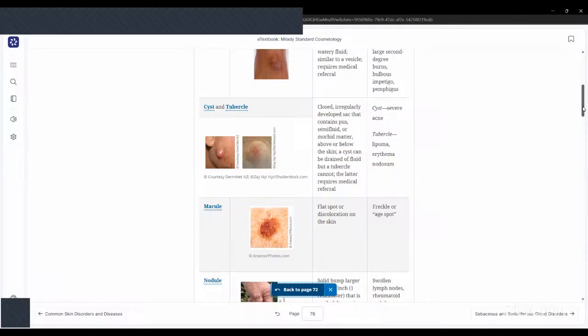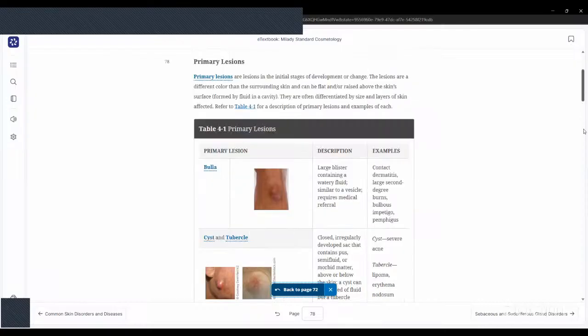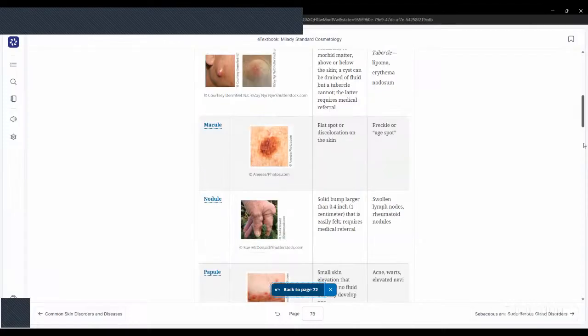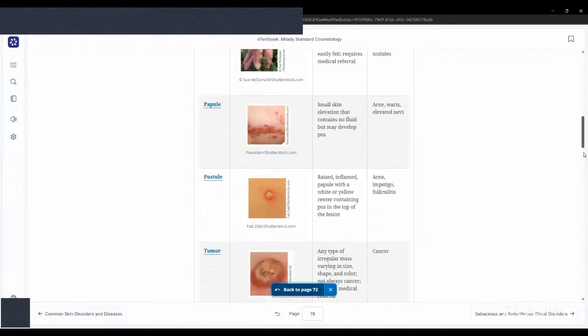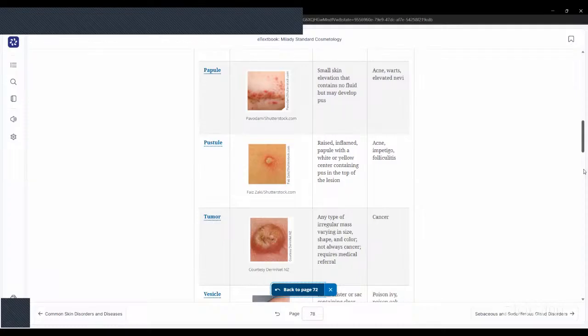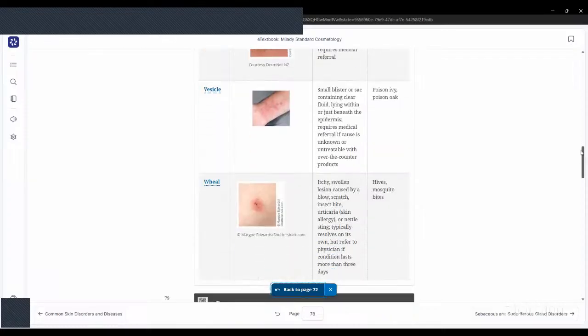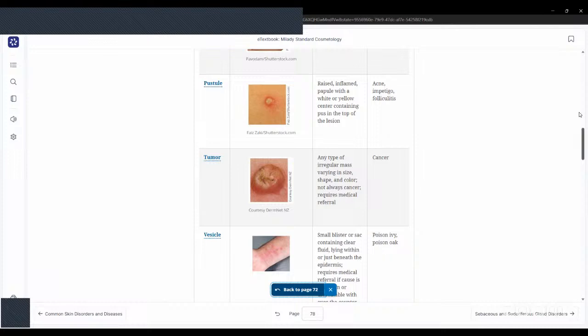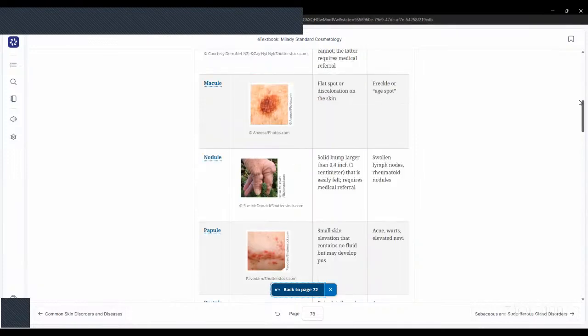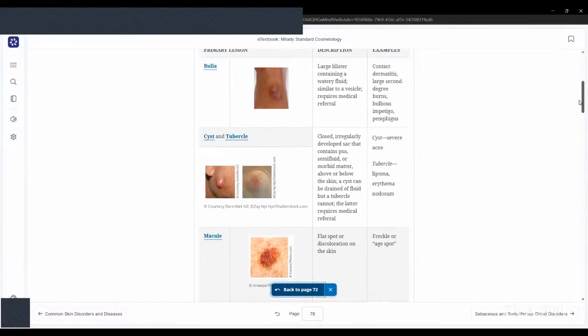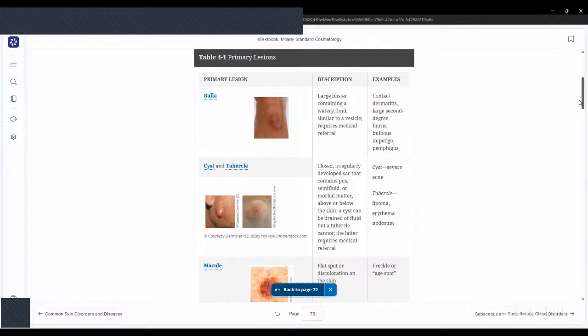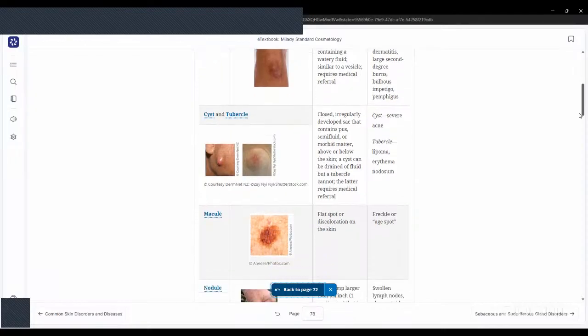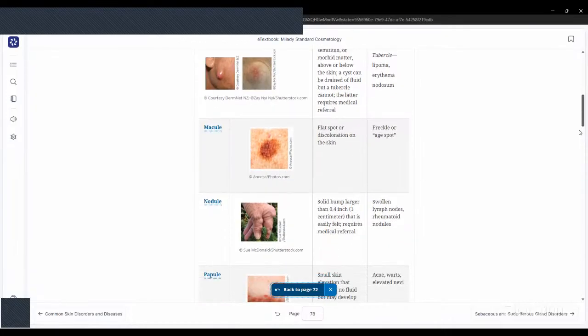So when you see these things, bulla, cyst, macule, nodule, the knots, the papule, the pustules, tumors, vesicles, and wheals, it needs to be what form of lesion is this? Okay. And how do we recommend? Who do we send the recommendation to? What do we tell our clients? Okay. So all of these, when you see them, please say something.